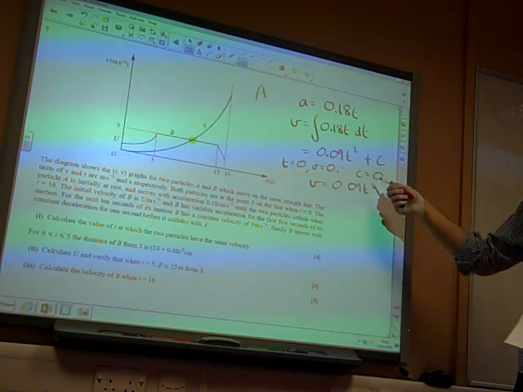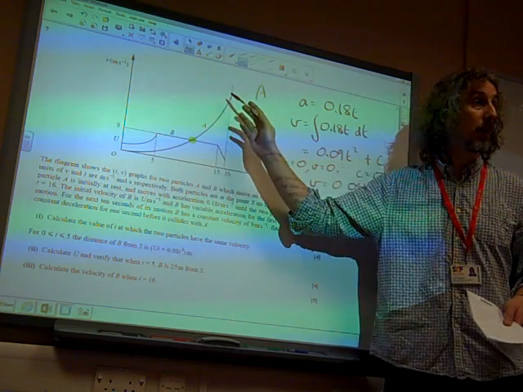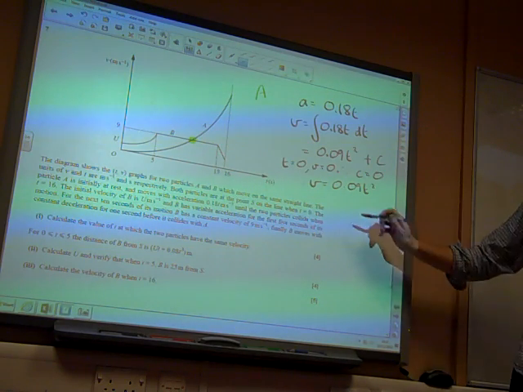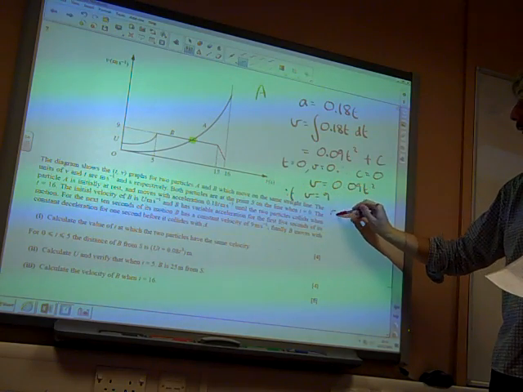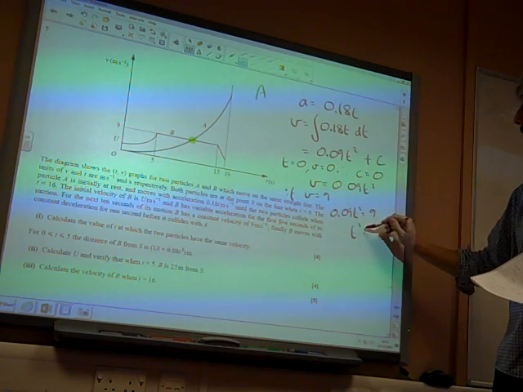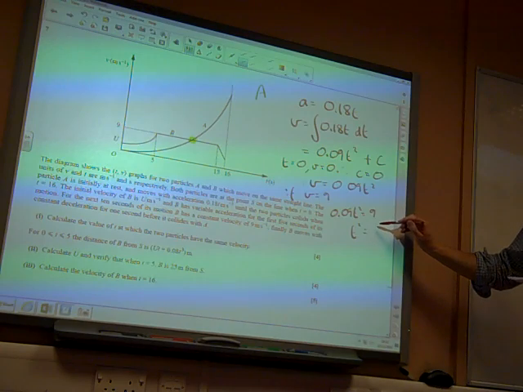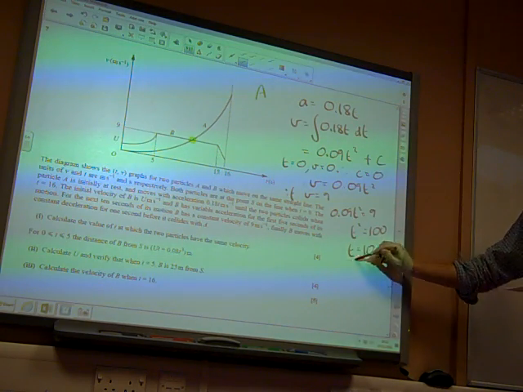That is the equation of this graph. It's a quadratic curve, 0.09 t squared. We want to know when they have the same velocity, so if v equals 9, we're left with 0.09 t squared being 9. So t squared is 9 divided by 0.09, which is 100. So t is 10 seconds.